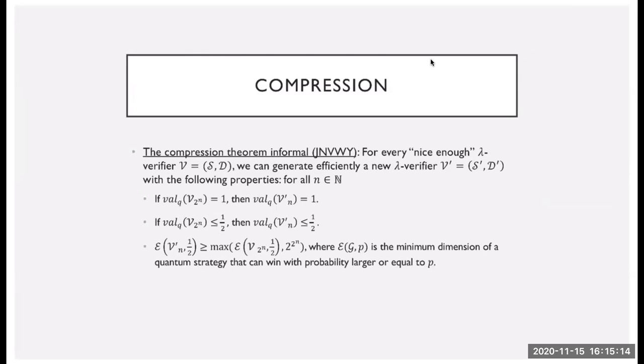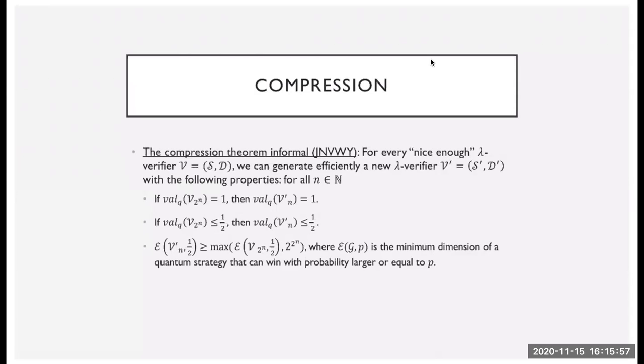You should think of this as the main theorem of the MIP* = RE paper. It states the following. For any nice enough Lambda verifier, and nice enough is just saying something about the way the sampler works. There's something called conditionally linear maps, and we need the sampler to work with such maps, and then this is a nice enough Lambda verifier. There are some other technical conditions, but really nice enough is not such a hard thing to satisfy.